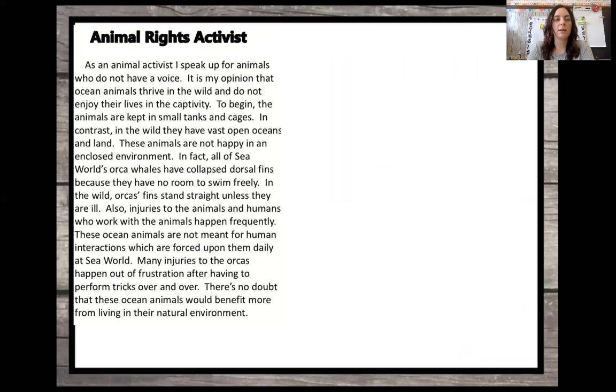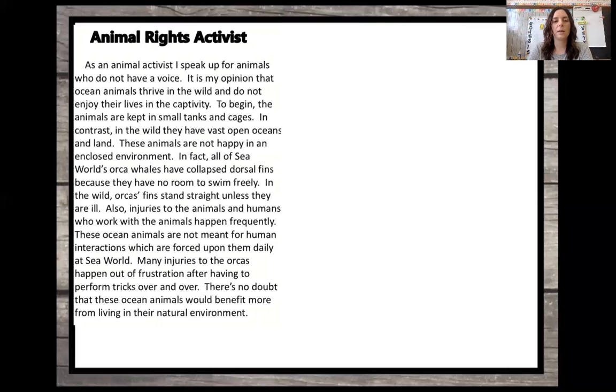Animal rights activist. As an animal activist, I speak up for animals who do not have a voice. It is my opinion that ocean animals thrive in the wild and do not enjoy their lives in captivity. To begin, the animals are kept in small tanks and cages. In contrast, in the wild, they have vast open oceans and land. These animals are not happy in an enclosed environment. In fact, all of SeaWorld's orca whales have collapsed dorsal fins because they have no room to swim freely. In the wild, orcas' fins stand straight unless they are ill.